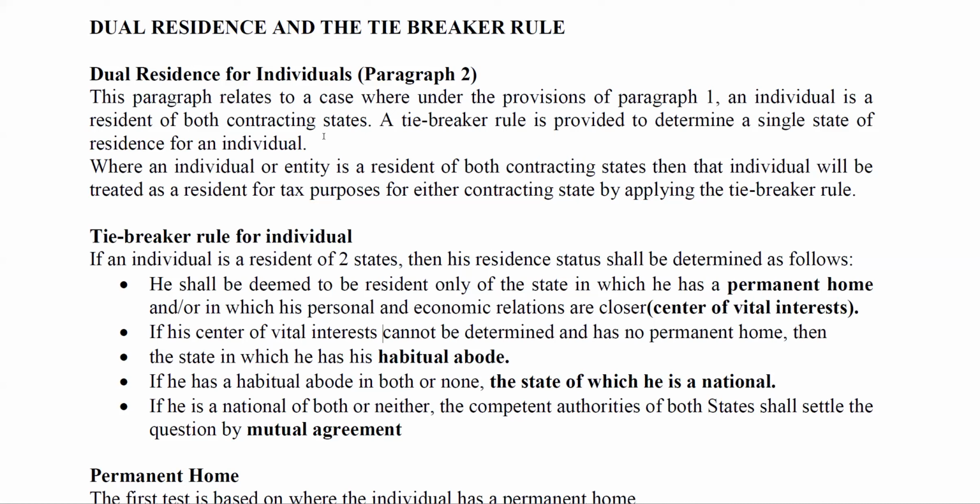Okay, so anytime you are a dual resident, like both countries cannot determine where you are resident, we use the tiebreaker rule to deal with it.